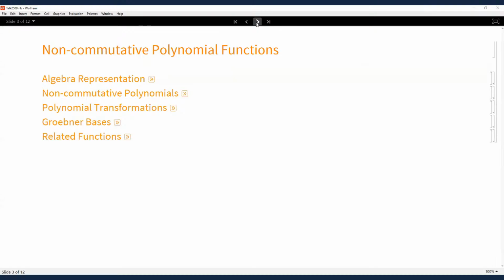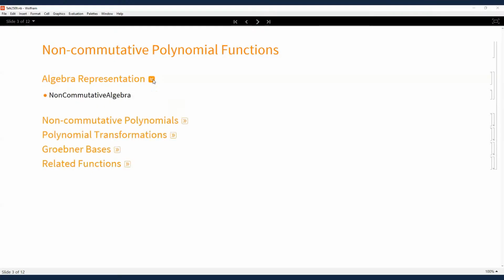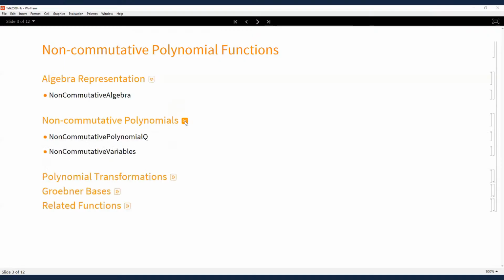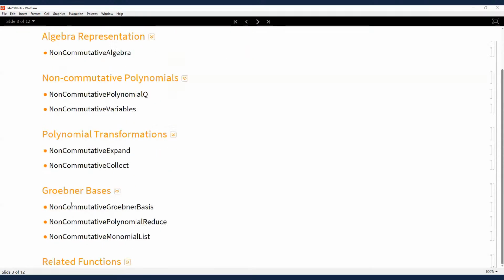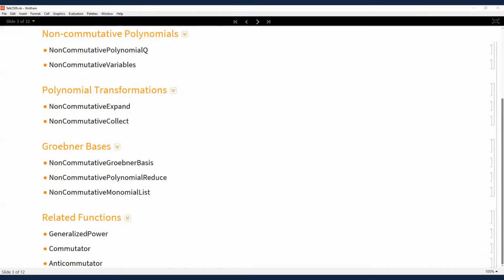First, let me show the new non-commutative polynomial functions. For algebra representation, we have NonCommutativeAlgebra. Non-commutative polynomial functions: NonCommutativePolynomialQ and NonCommutativeVariables. Polynomial transformations: NonCommutativeExpand and NonCommutativeCollect. Gröbner bases: NonCommutativeGroebnerBasis, NonCommutativePolynomialReduce, and NonCommutativeMonomialList. And some related functions: GeneralizedPower, Commutator, and AntiCommutator.